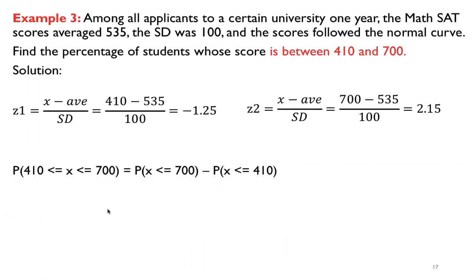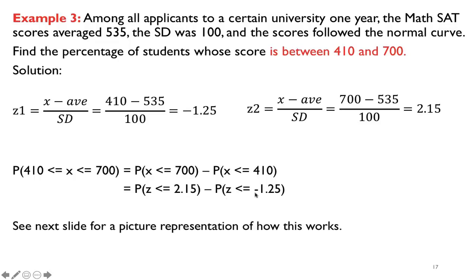So that's why we have this. The probability of between 410 and 700 is all the people that are less than 700 minus all the people that are less than 410. And then I convert these into z-scores because we found the z-scores, and then we look up in the z-table and then subtract the two probabilities. So that's how we do that problem.